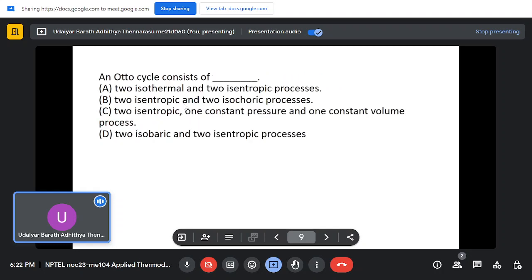The next question is: an Otto cycle consists of dash. A. Two isothermal and two isentropic processes. B. Two isentropic and two isochoric processes. C. Two isentropic, one constant pressure and one constant volume processes. And D. Two isobaric and two isentropic processes.